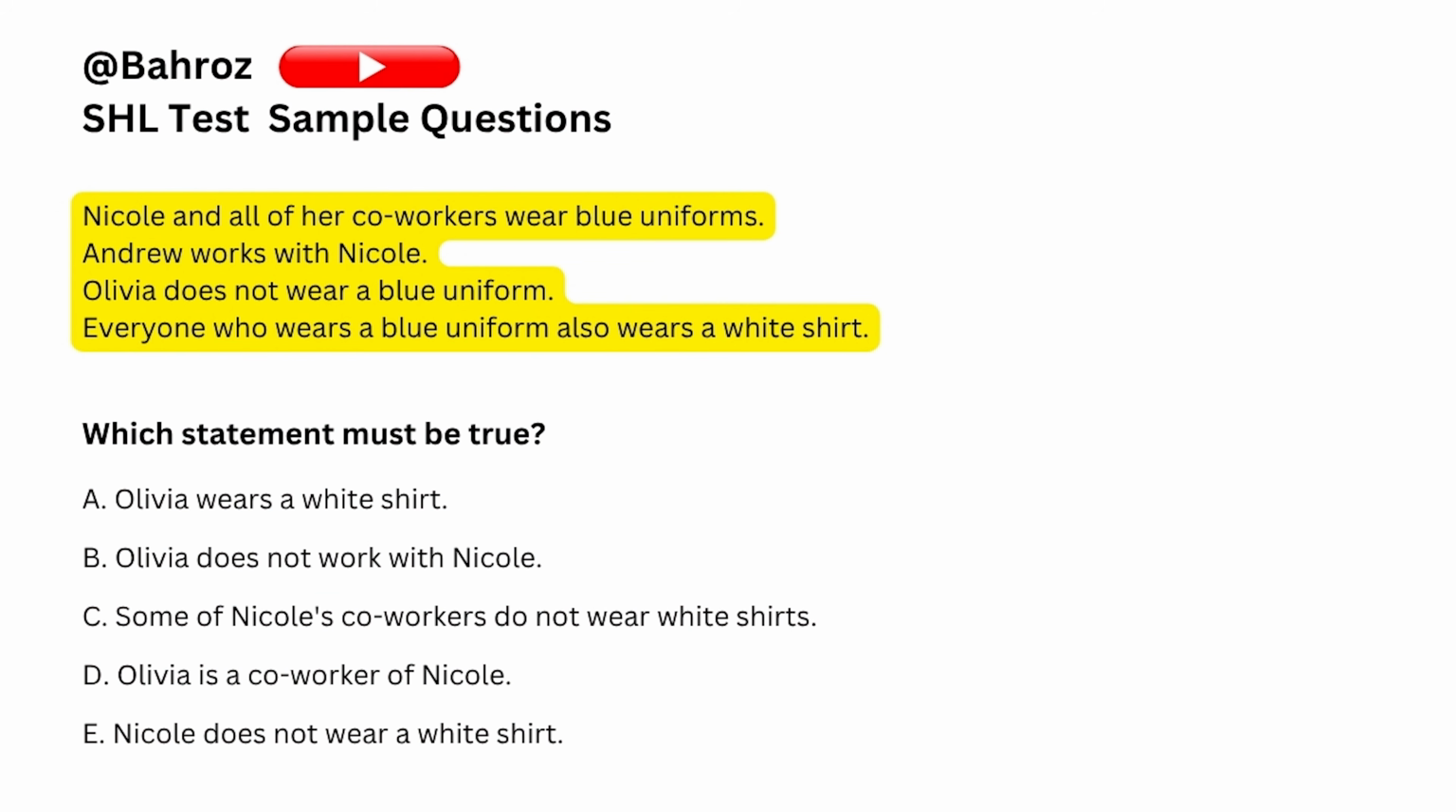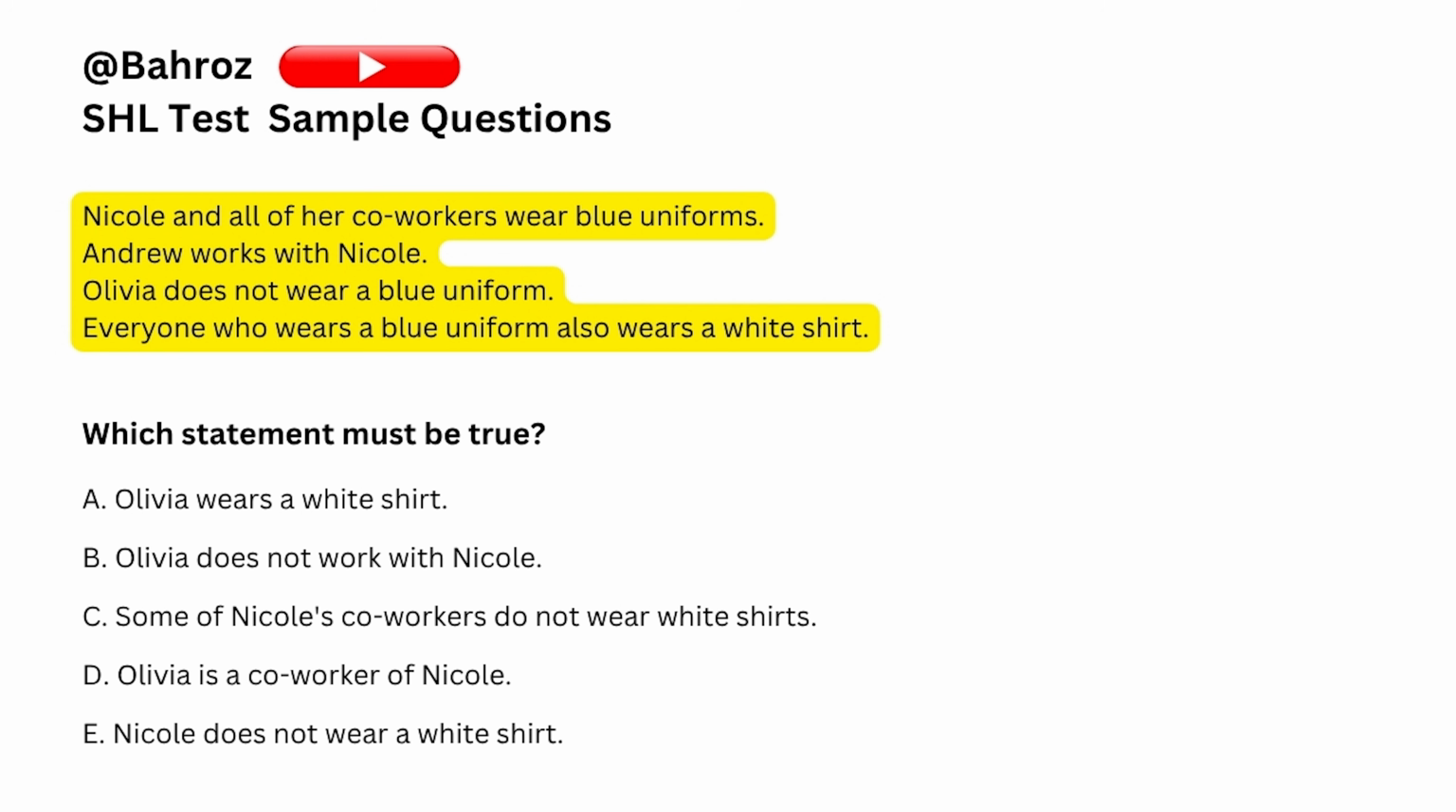Now moving on to the next sample question. Nicole and all of her co-workers wear blue uniforms. Andrew works with Nicole. Olivia does not wear a blue uniform. Everyone who wears a blue uniform also wears a white shirt. Here, we are asked which statement must be true. Let's dive into it. Nicole and her co-workers, including Andrew, wear blue uniforms, and blue uniform wearers also wear white shirts. Olivia doesn't wear a blue uniform.